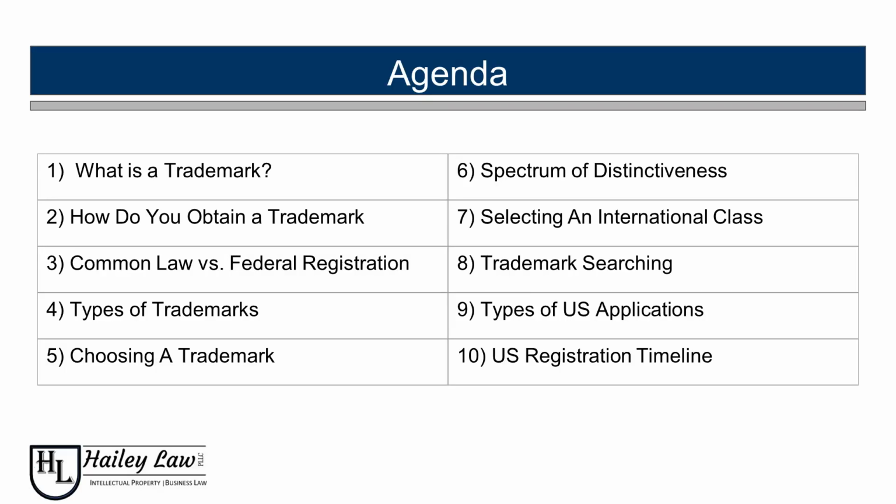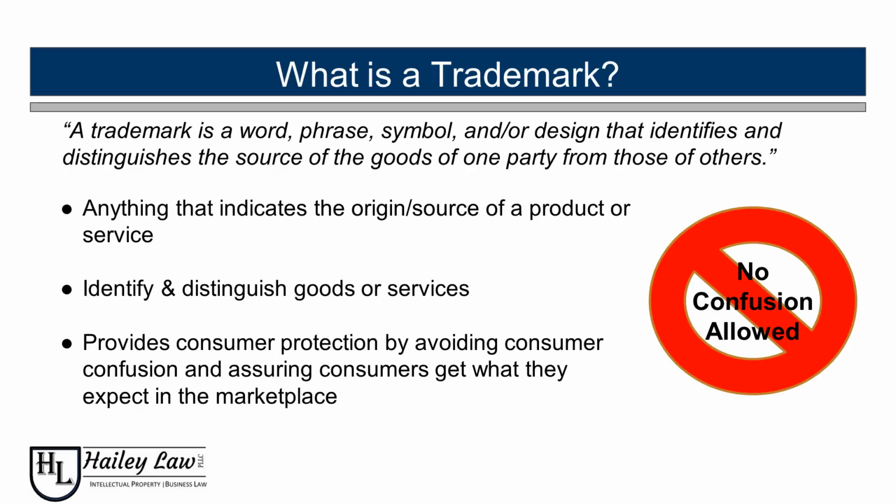Today on our agenda, we will discuss what is a trademark, how do you obtain a trademark, the difference between common law versus federal registration, the types of trademarks, choosing a trademark, spectrum of distinctiveness, selecting an international class, trademark searching, different types of U.S. application, and U.S. registration timeline. Let us get started. What is a trademark?